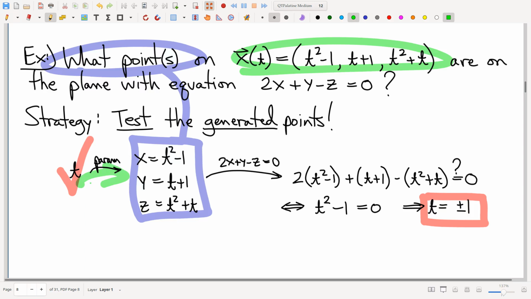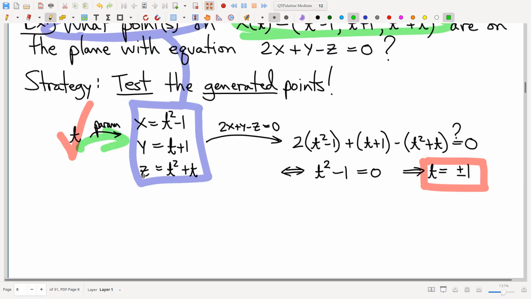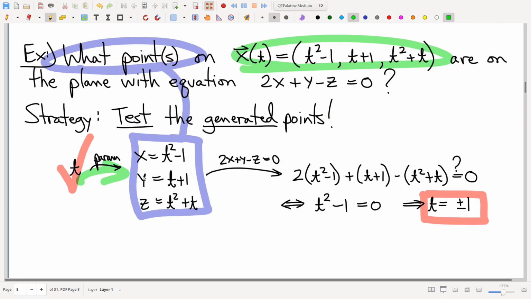How we doing? Everybody happy? Yep. So when we say we're generating points, it's almost as if we're predicting where the curve intersects the plane, at a certain time. We're finding the values of t where the curve will hit the plane. Yes. So you're just solving for t with the equation. Yep. That's right.